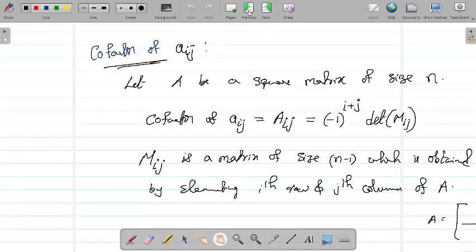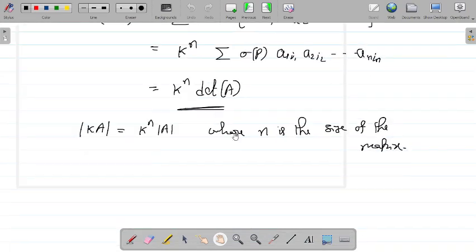And then we define cofactor. When it comes to properties of determinant, there is one more property in terms of product. That is, the determinant of A into B is the same as determinant of A into determinant of B. We'll discuss its proof later on.